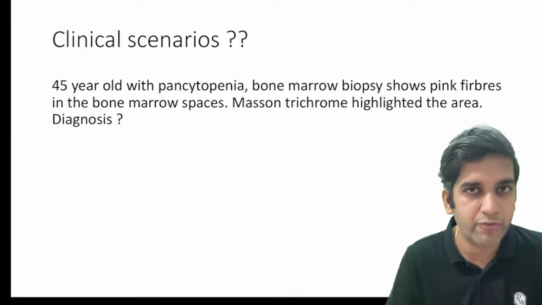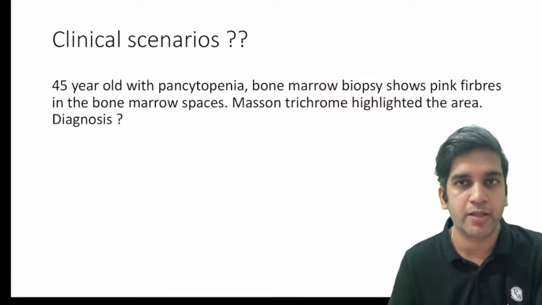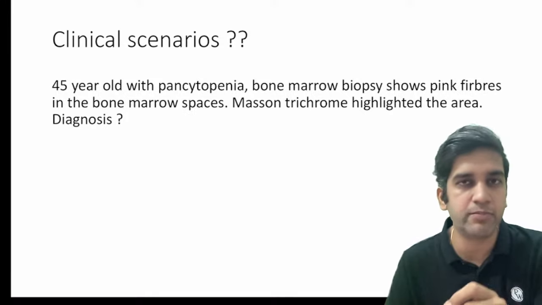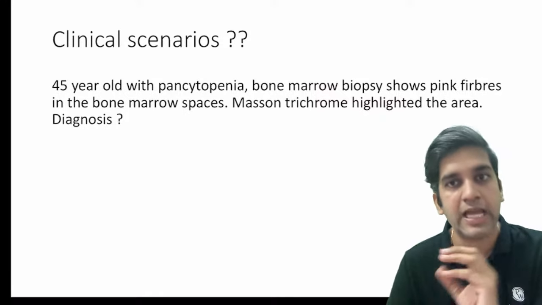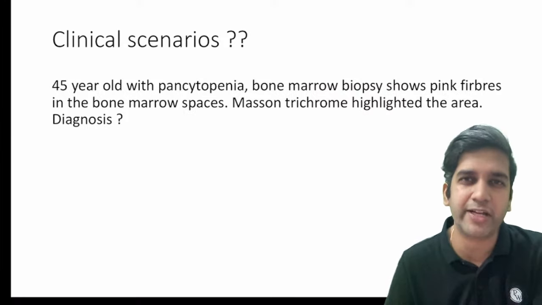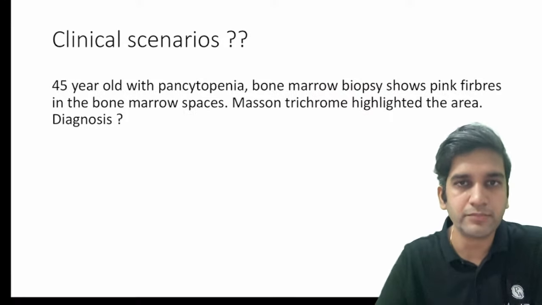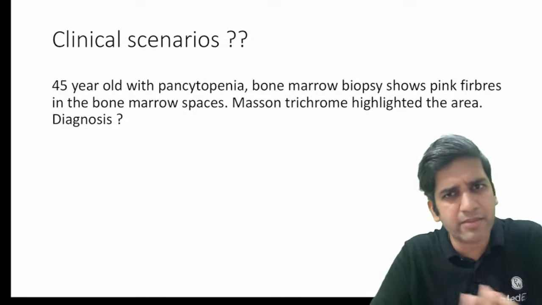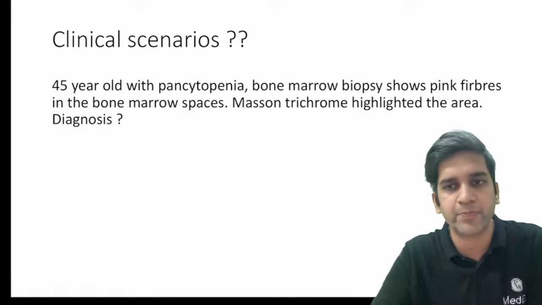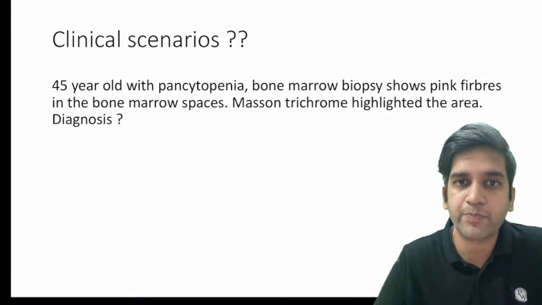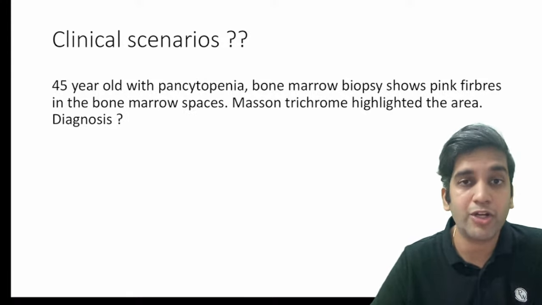Next question. A 45-year-old patient. Bone marrow biopsy shows pink fibers in the bone marrow spaces. Masson's trichrome is positive in these pink fibers. What do you think is your diagnosis? I'm going to one more system here, hematology, but with the same basic facts. I'm not changing anything, right? What do you think is the diagnosis? Masson's trichrome is positive for which structure? It's positive for collagen, right?